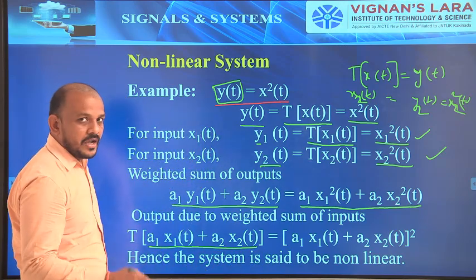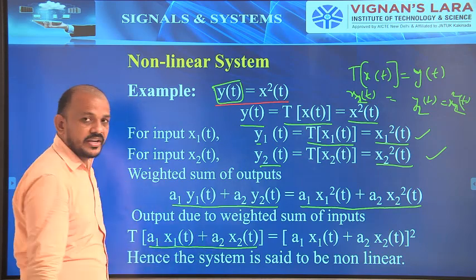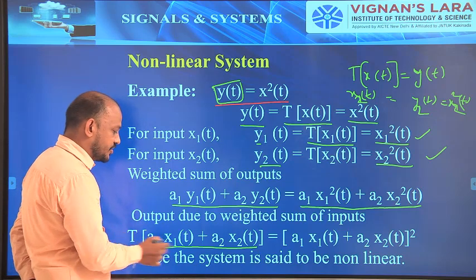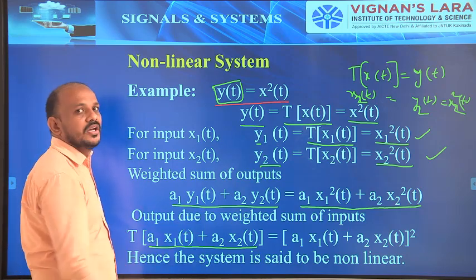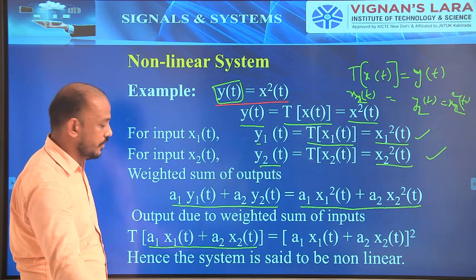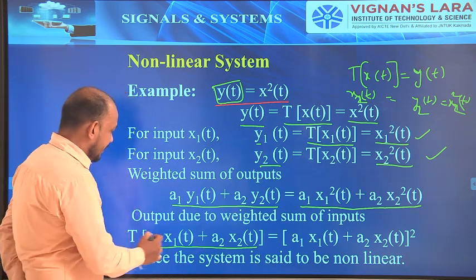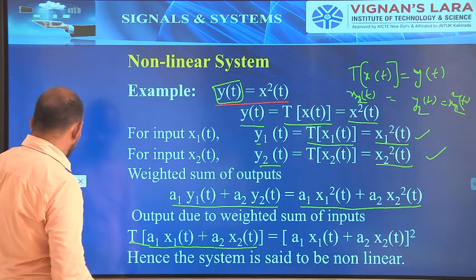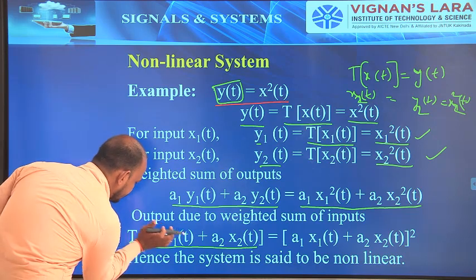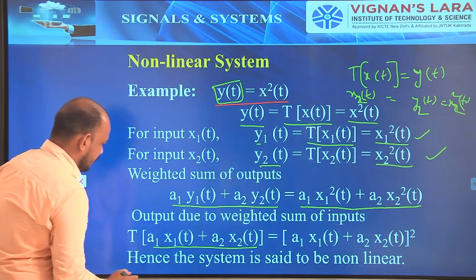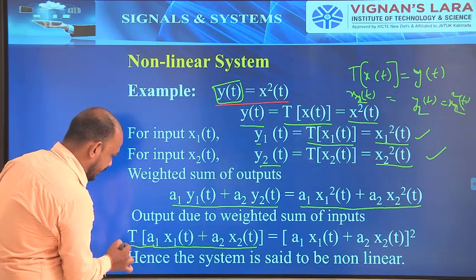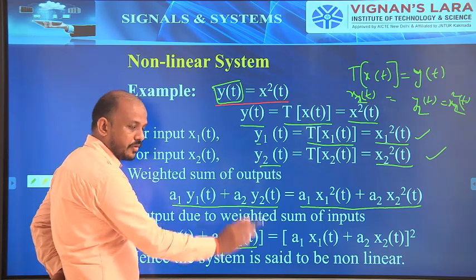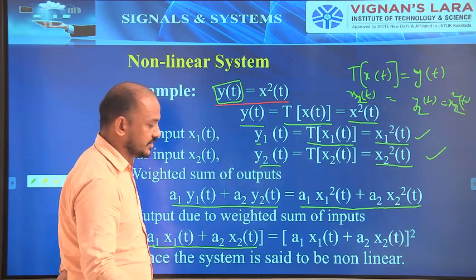Now I have to go for the output due to this one. So how can I get the output due to this one? By taking the transformed version of this. The transformed version of this weighted sum of inputs will give the output. So that is the output due to the weighted sum of inputs. So the output due to the weighted sum of inputs, the transformed version of a1 x1 of t plus a2 x2 of t, will be equal to, see this one.